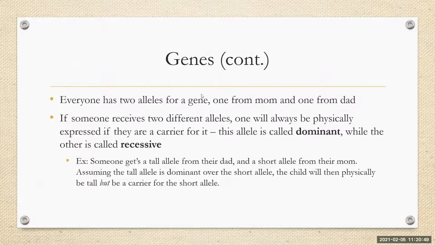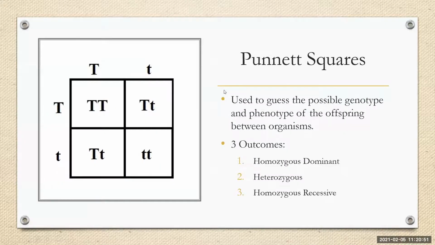Okay. To understand the possible genotypes and phenotypes of offspring, you use what are called Punnett squares. Punnett squares basically take the alleles from your mom and cross them with the alleles from your dad, and then they give you the possible outcomes that you might get as an offspring.